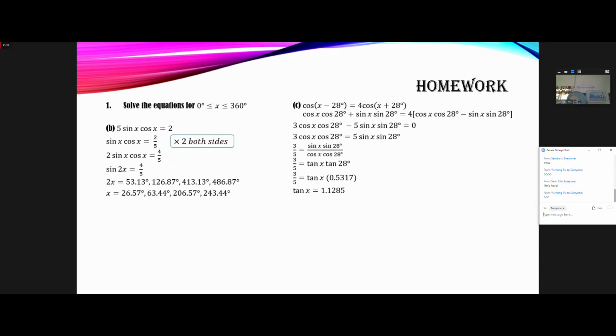I'm checking again. Is Suk Hui here? If you are here, please just alert me. Suk Hui, are you here? Jia Ying, are you here?